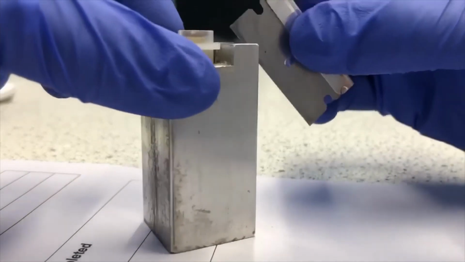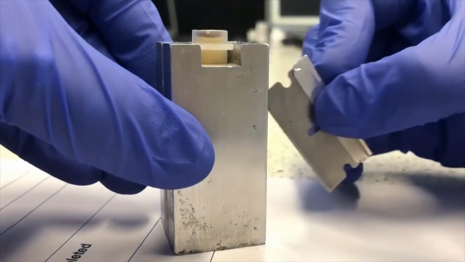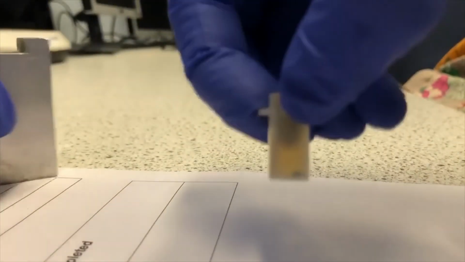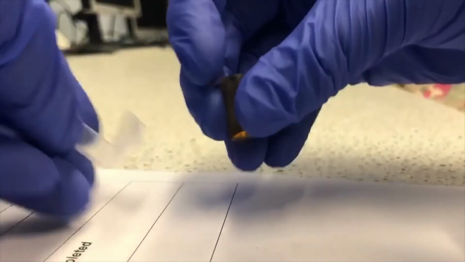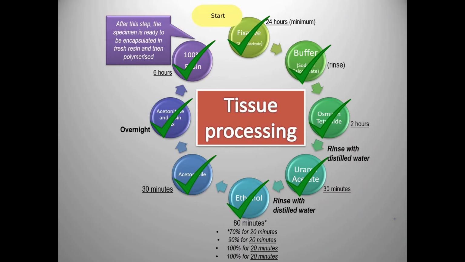We'll now fast forward to the next day, and as you can see, the resin has completely transformed into a solid structure. I'm going to carefully slice the capsule open using a blade to retrieve the block. So here is the finished result, and that means that the processing is now complete.